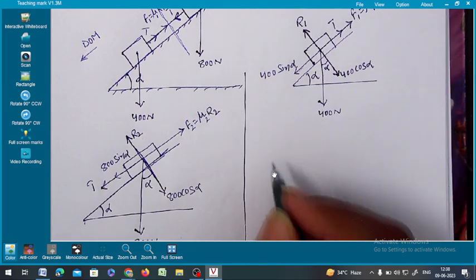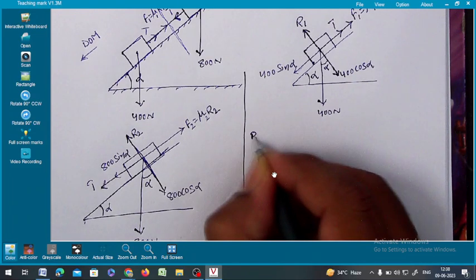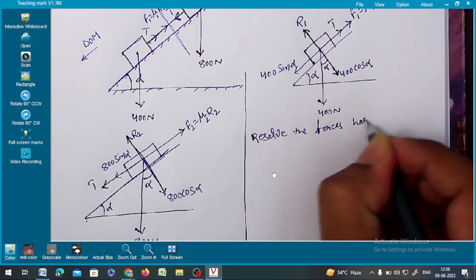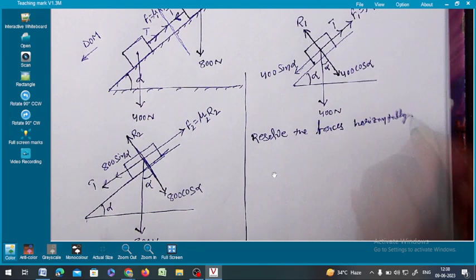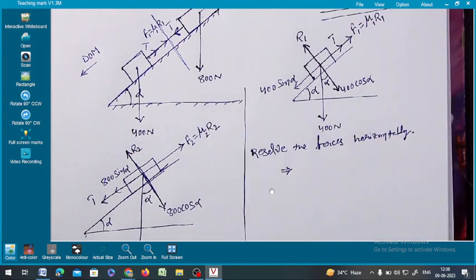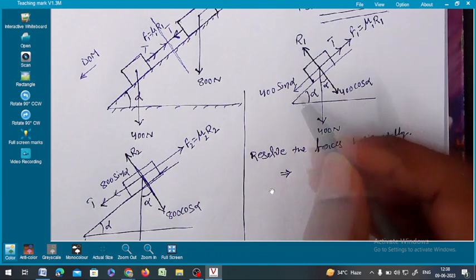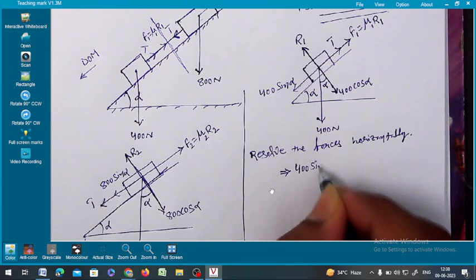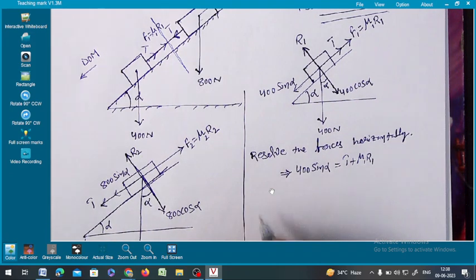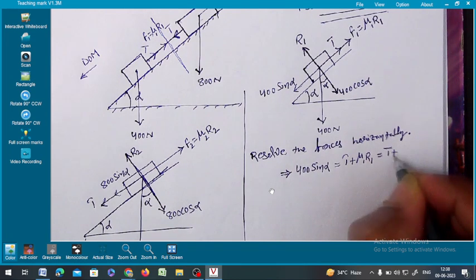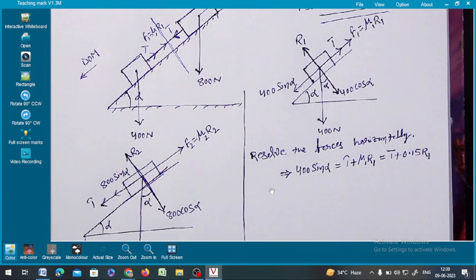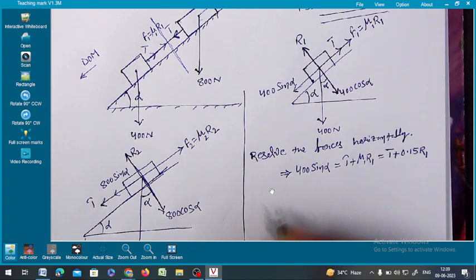So let us do one thing. We'll solve this first. So, first what you'll do? Resolve the forces horizontally. In horizontally, how many forces are there? Three forces. So how can I write? Can I write 400 sin alpha is equal to T plus mu1 R1? Yes. What is mu1? Mu1 is how much? 0.15.